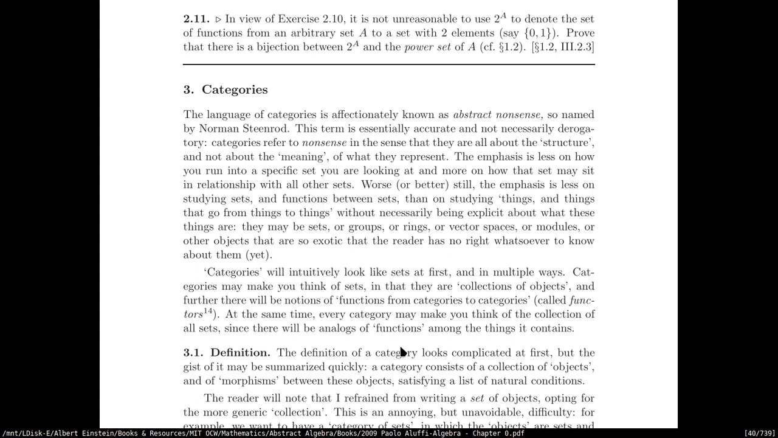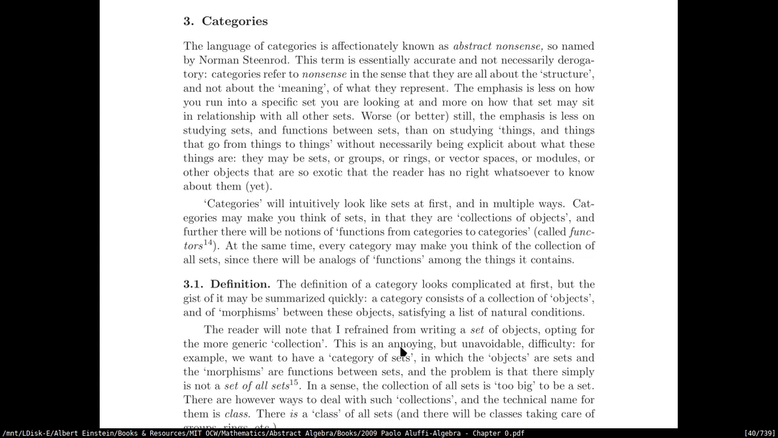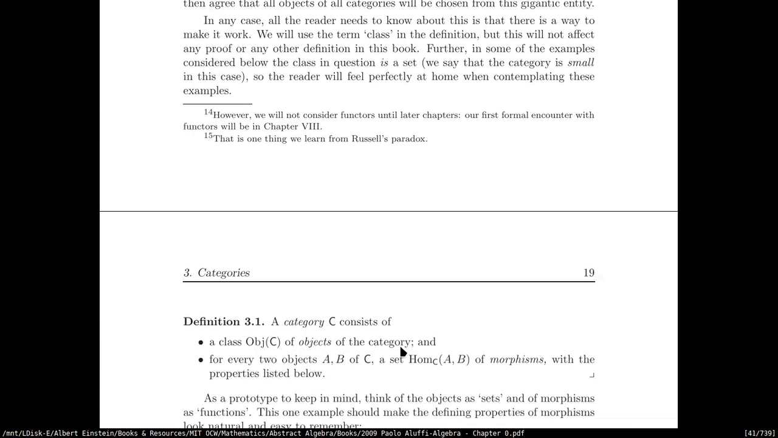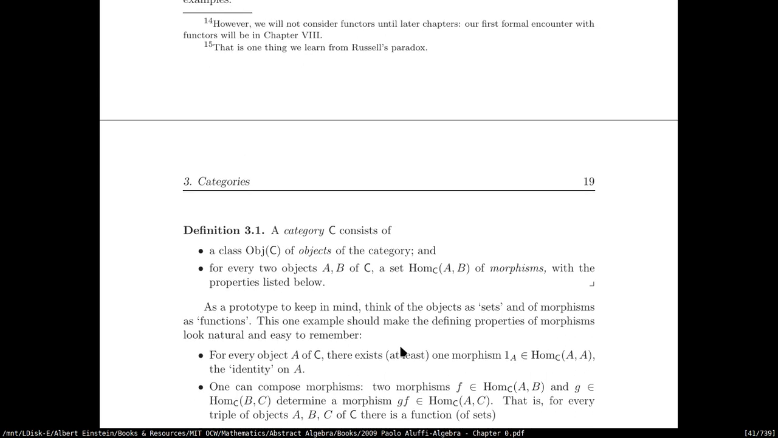But in category theory, we are going to have objects, and we're going to have relations between those objects. Those objects and relations together will form a category, and then we'll have relations between categories. So that's the level of abstraction as it goes: objects, relations between them, and then categories and relations between categories. We'll start with the definition of what a category is.